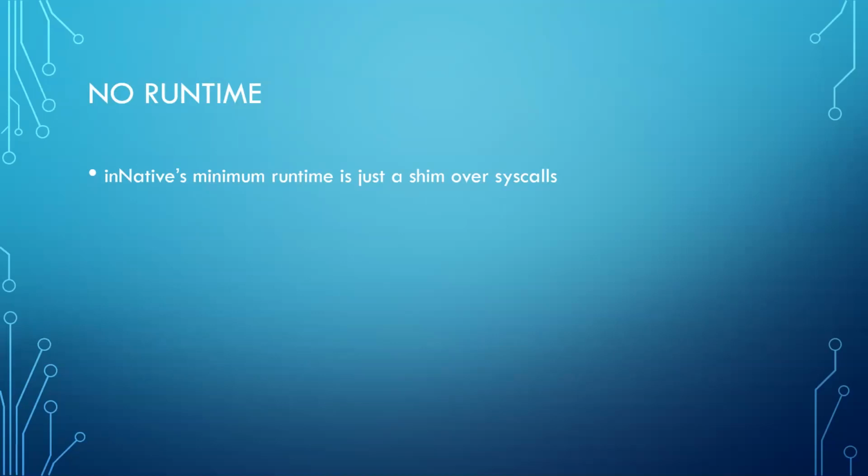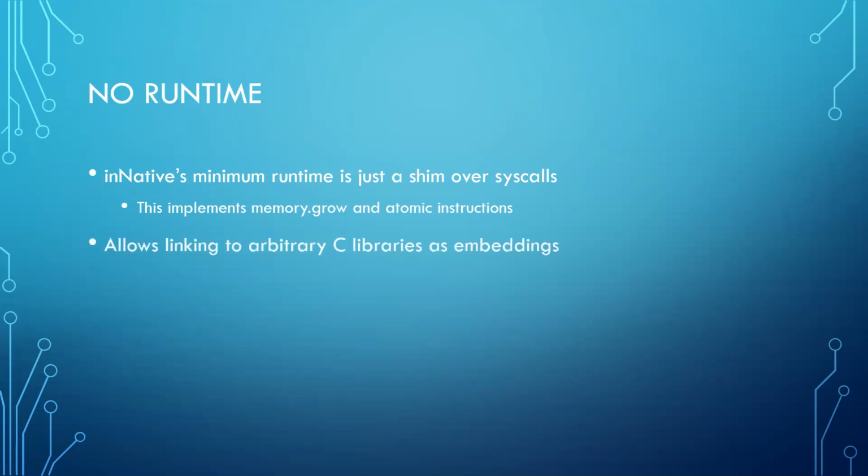What it ships with is a very tiny shim over the system calls in order to implement memory.grow and the atomic instructions. So all it's doing is simply maintaining the barest minimum information necessary to allocate a heap and assign this to a linear memory in WebAssembly. Now, this is not useful by itself, which is why it also allows linking to arbitrary C libraries as embeddings. And these C libraries can be interfaced with from whatever WebAssembly you are compiling.